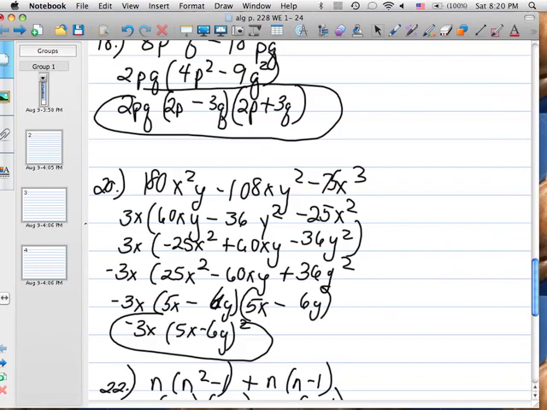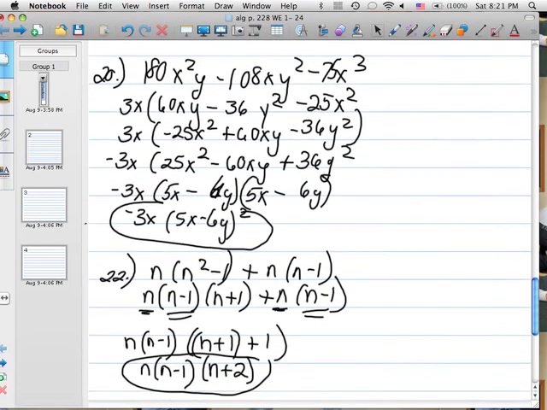That is a trinomial. The ends are now perfect squares, so I'm going to see if it's a perfect square trinomial. The square root of 25x squared is 5x. The square root of 36y squared is 6y. And if I multiply them together, I get negative 30xy, and the middle is twice that. So they're both minuses. And my answer is a negative 3x times the quantity 5x minus 6y squared.